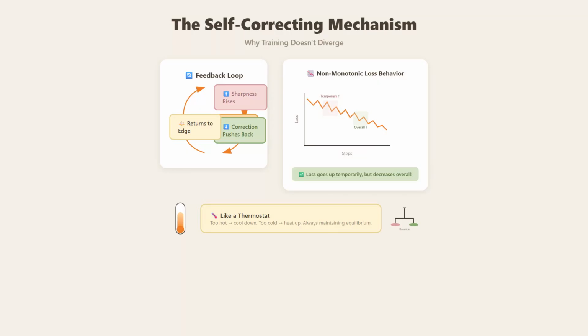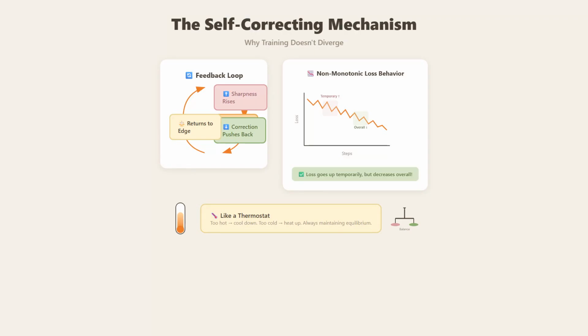This creates a negative feedback loop, like a thermostat regulating temperature. When sharpness gets too high, the dynamics push it back down. When it gets too low, normal training pushes it back up. The result is that sharpness oscillates around the 2/eta boundary, never sustainably exceeding it.